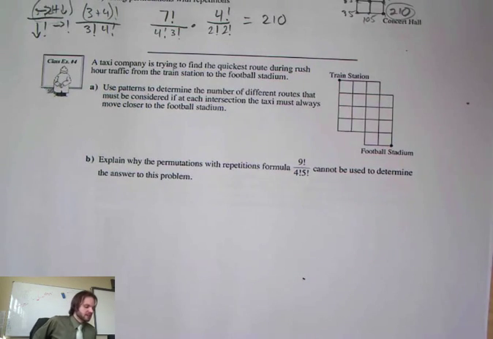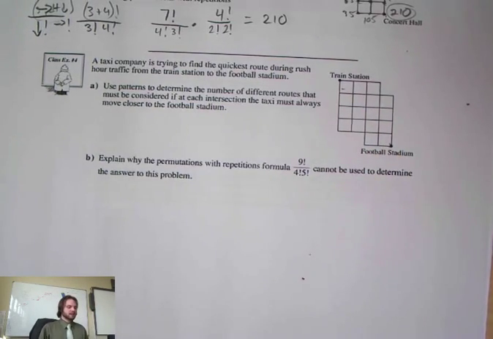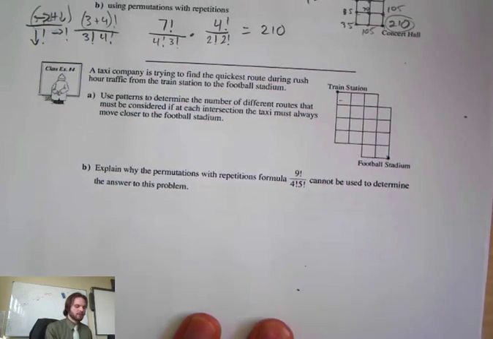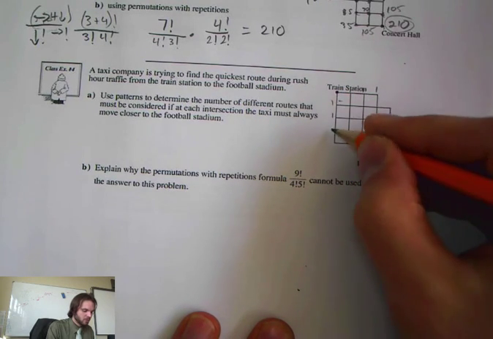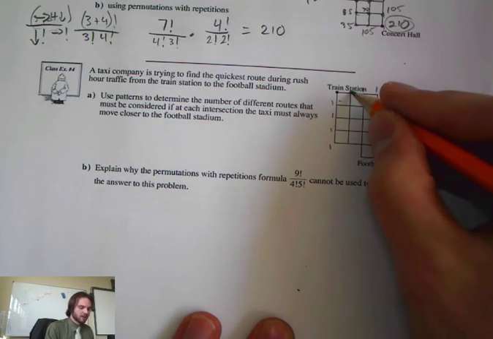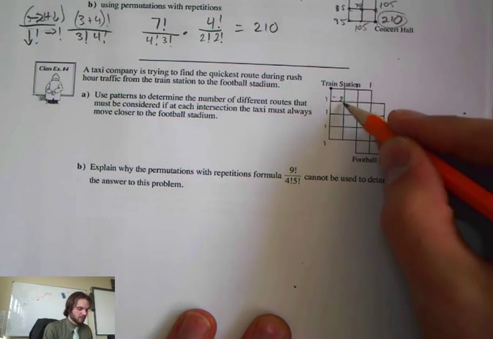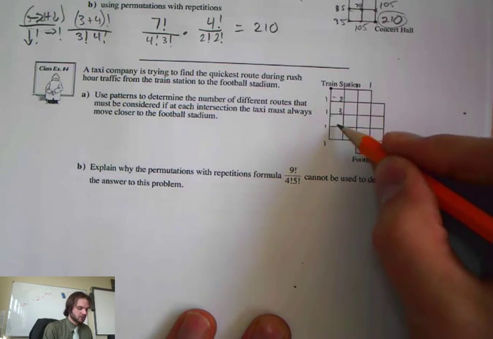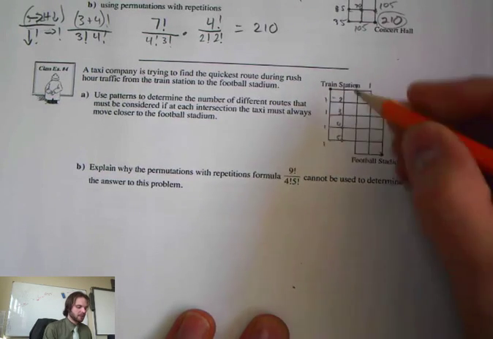It says, a taxi company is trying to find the quickest route from the train station to the football stadium. Now, use the pattern to determine this one. So once again, let's put in 1, 1, 1, 1, 1, 1, 1. So there's only one route, one way to all those places. This one here, we could come from there or there, which gives us 2. Here, we could come from up here, down, or there, which gives us 3 routes. Here, we could come from down or across, which gives us 4. And here we can come down or across, which gives us 5.